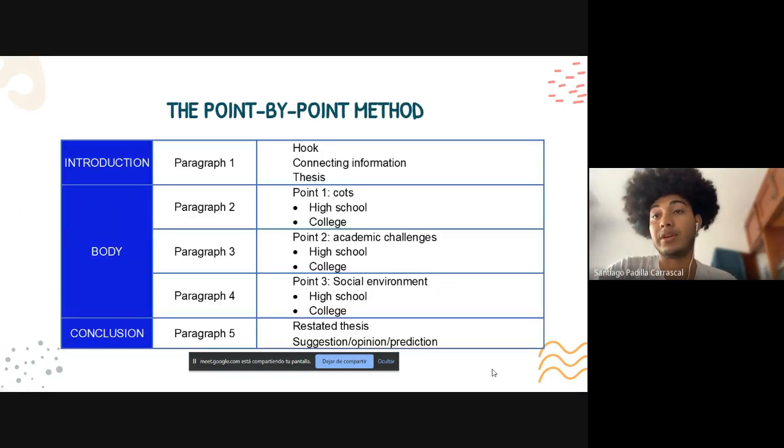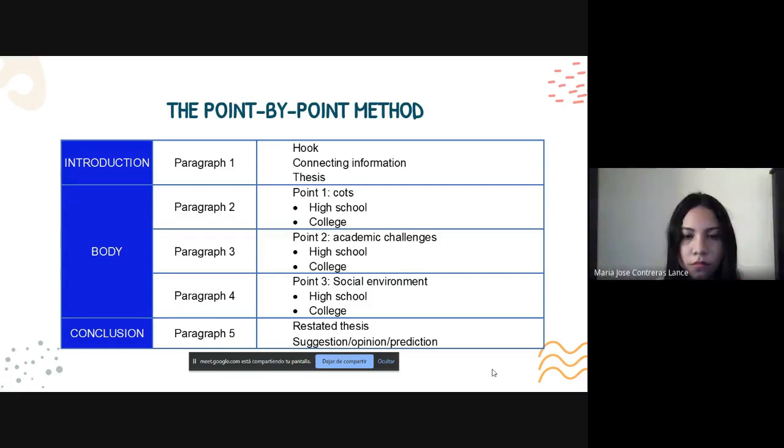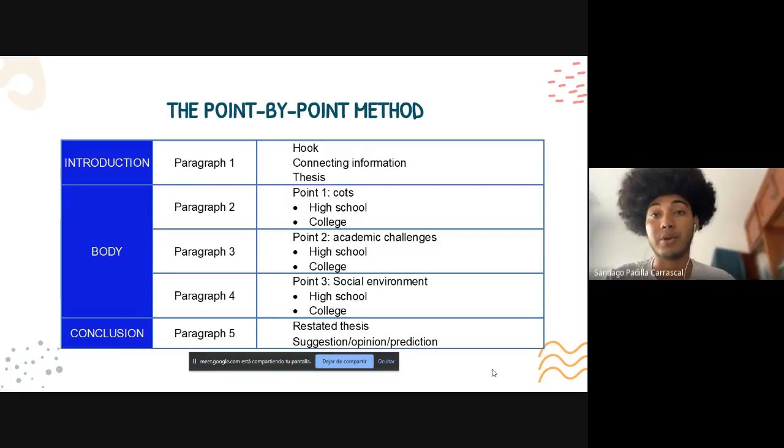For example, here we have three steps that we have to follow. The first one is the introduction, the body paragraph, and the conclusion. Then we have five paragraphs. The first one is where you are going to write the hook. The hook is very important because here is where you are going to catch people's attention.